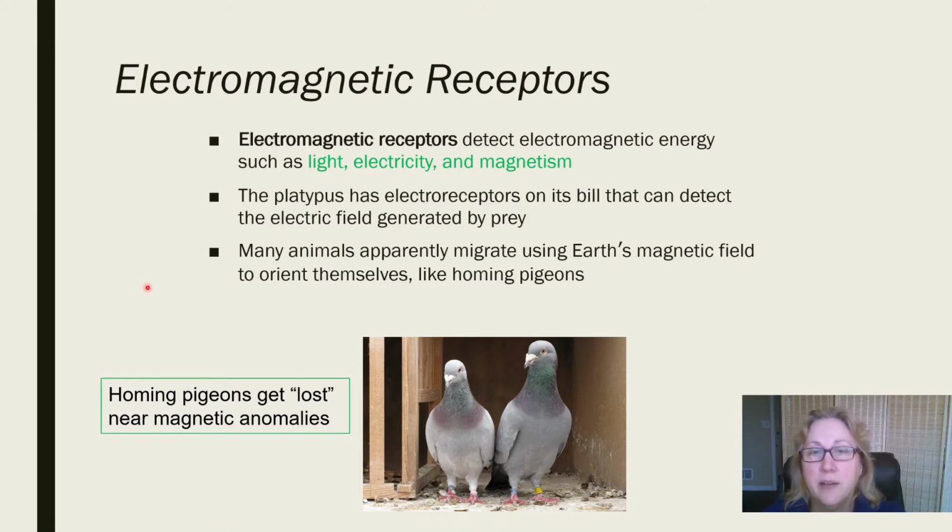Electromagnetic receptors. There are several different types. Any organism that can detect light, that is an electromagnetic receptor. And many, in fact, I would say most animals have some ability to detect light. At least, even if they don't have real eyes, they at least can detect whether it's day or night. Even jellyfish can do that. And then there's a few others, a minority of animals that can detect electrical signals and magnetism of the earth.